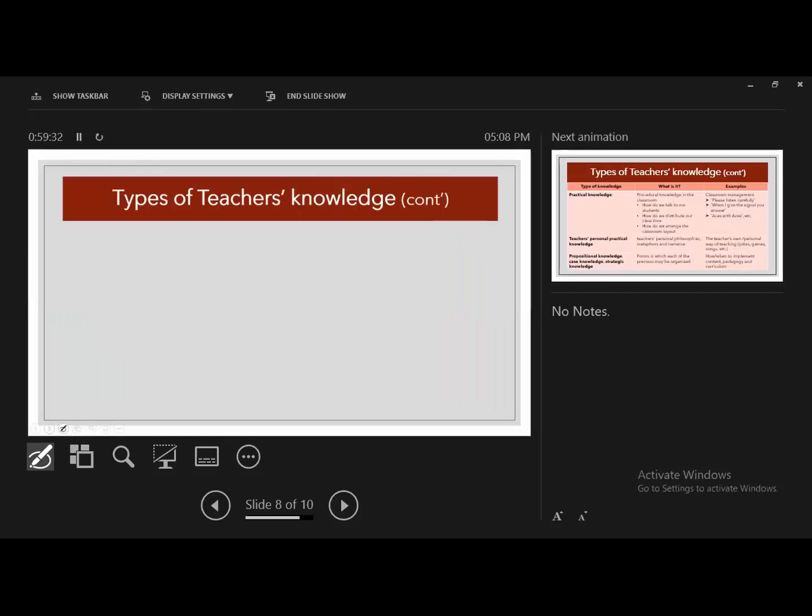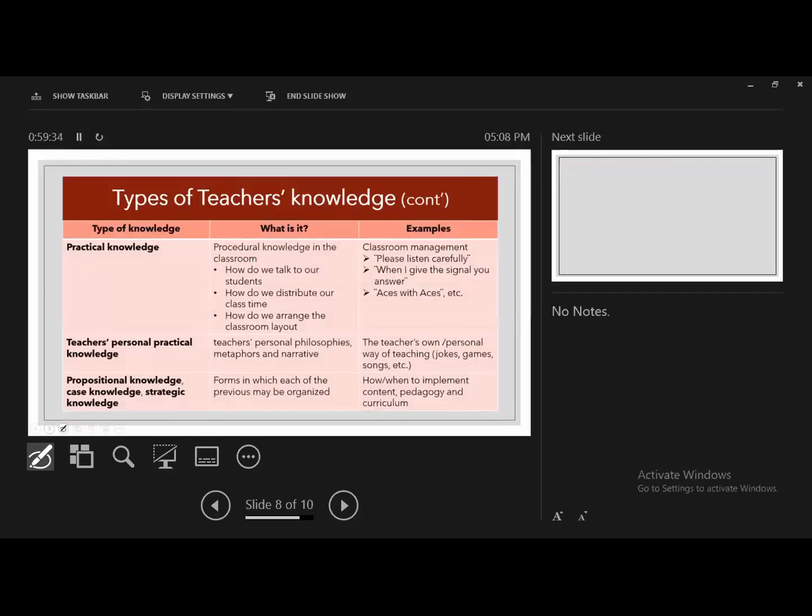Then we have the practical knowledge. What is the practical knowledge? Well, as its name says, the practical knowledge is basically the procedural knowledge in the classroom. We studied that. You remember you presented that two weeks ago?